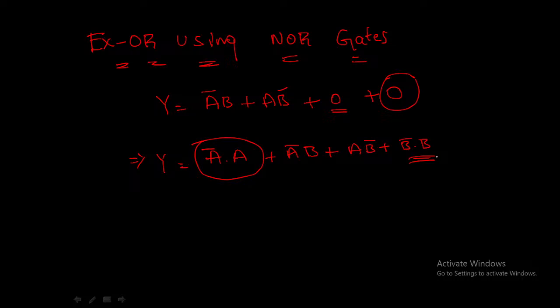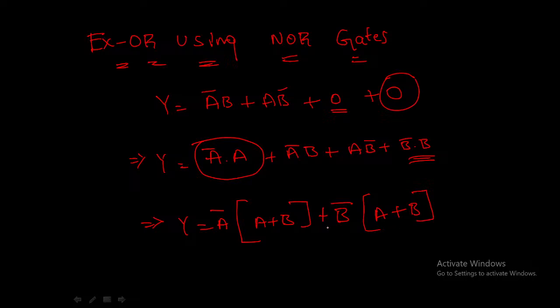And from here we can take a bar common, so it will become y is equal to a bar into a plus b, plus if I take b bar common, it will become a plus b. Okay, a bar into a plus b plus b bar into a plus b. Now I'm applying double complement to this a plus b term, just for simplification purposes; we are performing all the steps.